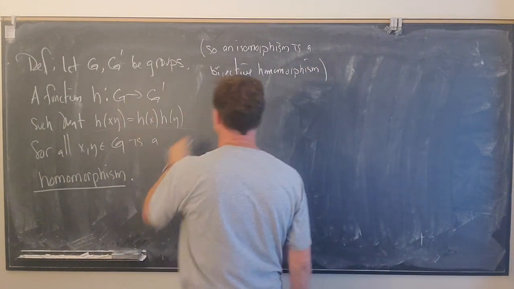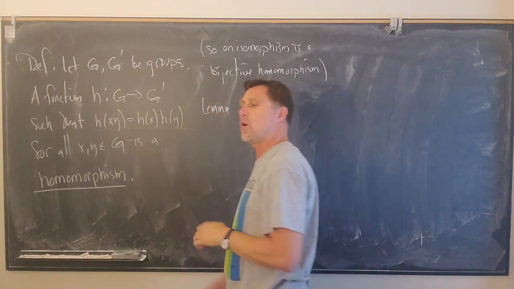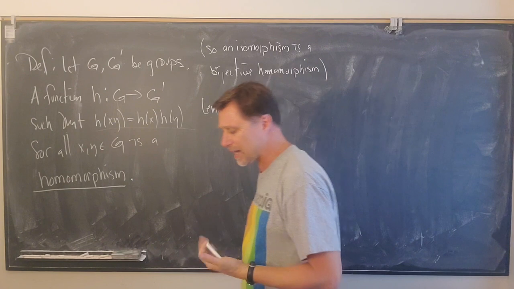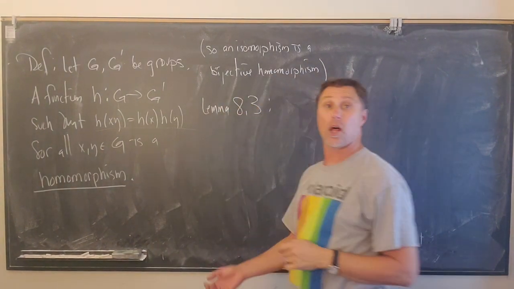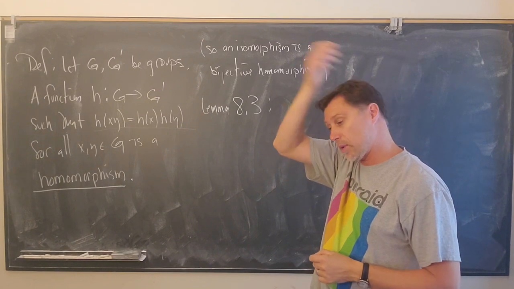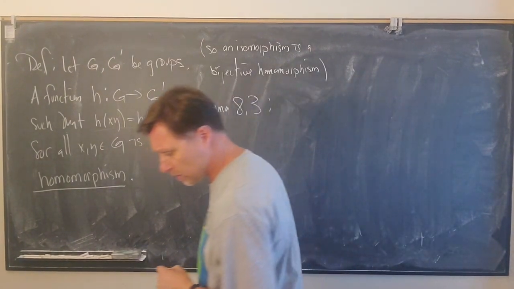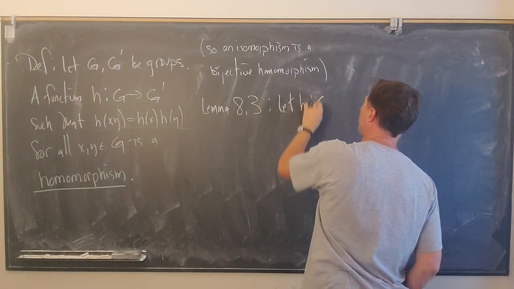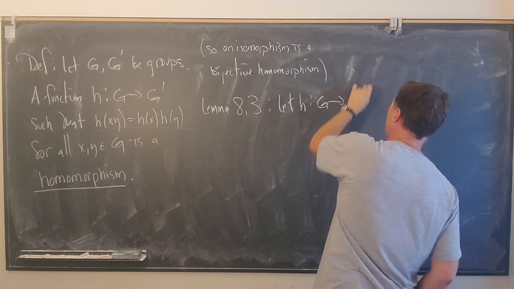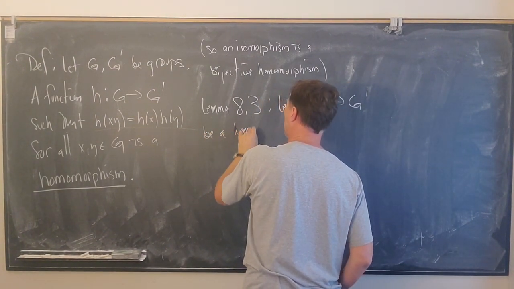Let's start off with some facts. We haven't changed chapters. We're still in chapter 8, which is the study of permutation groups, but it's time to get a little bit more advanced technology so that we can study both permutation groups and other types of groups a little more closely. So let H from G to G prime be a homomorphism.